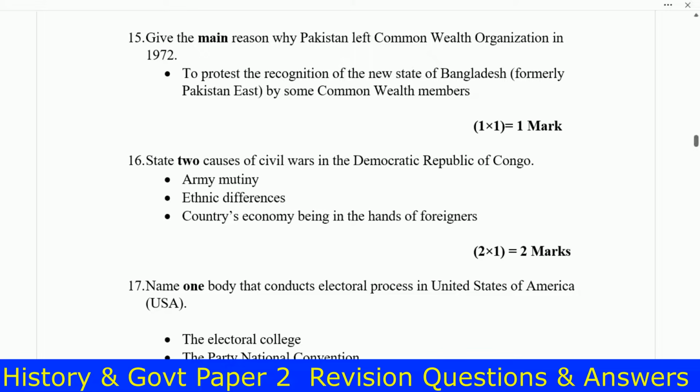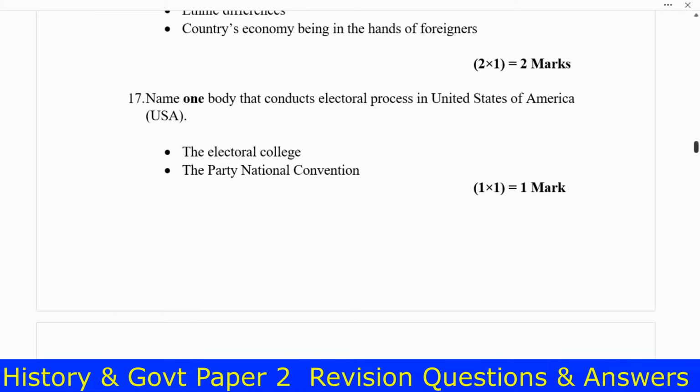Next, state 2 causes of civil wars in the Democratic Republic of Congo. Number 1, army mutiny. Next, ethnic differences. Next, the country's economy being in the hands of foreigners. Number 17, name one body that conducts the electoral process in the United States of America. That one is the Electoral College. Number 2, the Party National Convention.